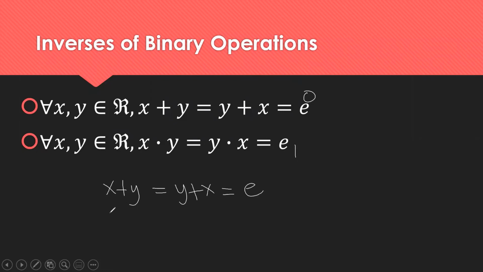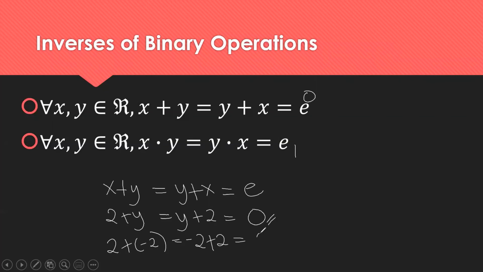x plus y is equal to y plus x is equal to e. Suppose x is equal to 2, 2 plus y is equal to y plus 2 is equal to the identity element, which is 0 for addition. What number must be added to 2 to get the sum of 0? That is negative 2, the opposite sign of the number. So we have negative 2 plus 2 is equal to 0. Therefore, for addition, just get the opposite sign of the given.